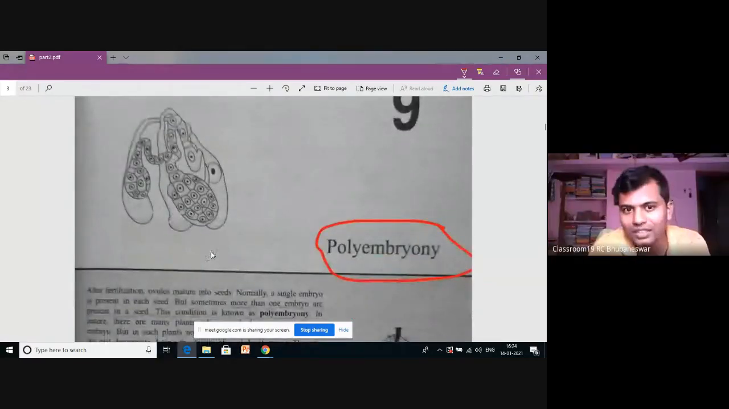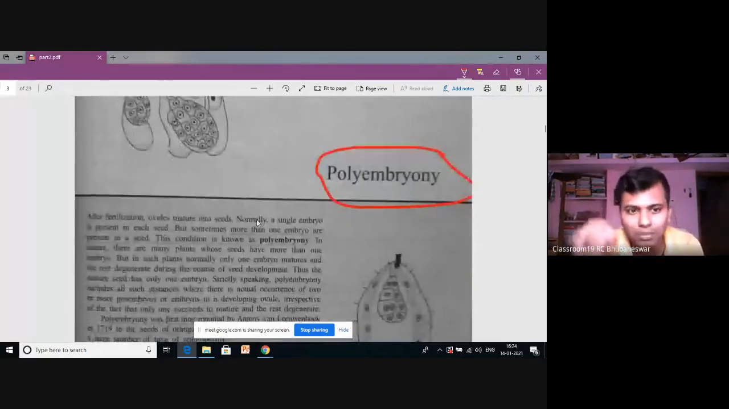Because one seed contains one small plant. This is known as the embryo. When one seed contains one embryo, or one very small plant, when you sow it, it develops into a single plant. And when a seed contains many embryos, or many small immature plants, when you sow this seed, it develops into many seedlings or many plants. So the occurrence of more than one embryo in a seed is known as polyembryony. Then, got this point?